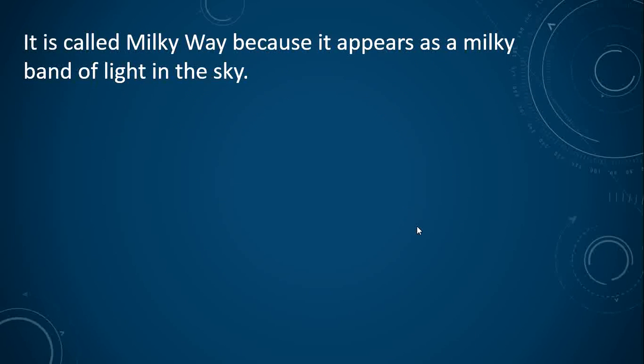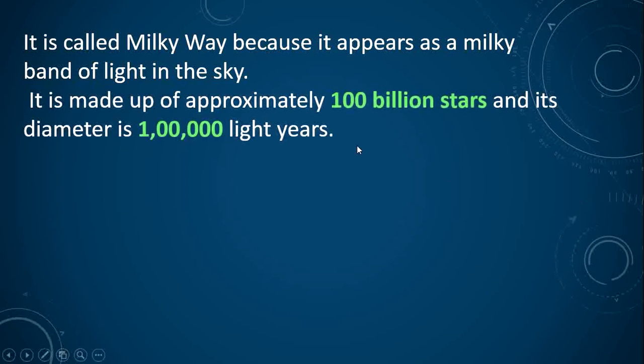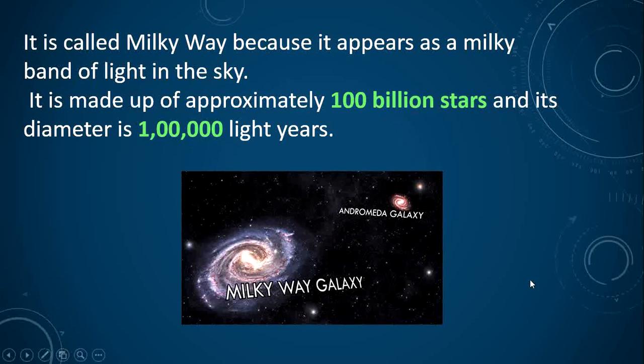Why is it called Milky Way? It is called Milky Way because it appears as a milky band of light in the sky. It is made up of approximately 100 billion stars, and its diameter is 1 lakh light years. See this diagram.